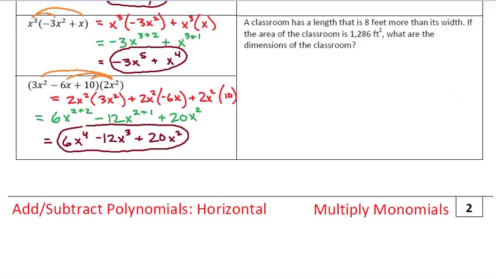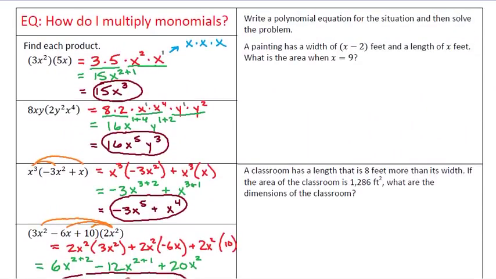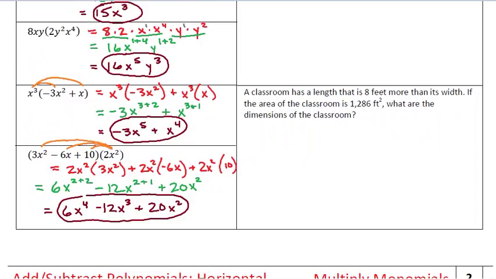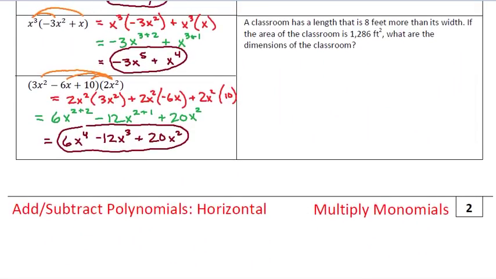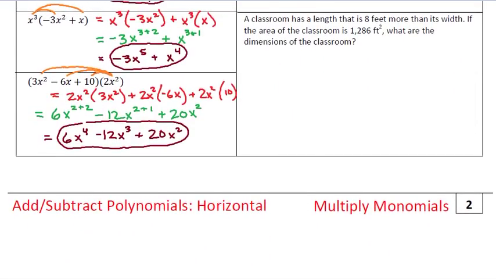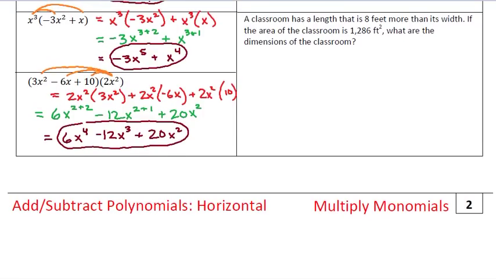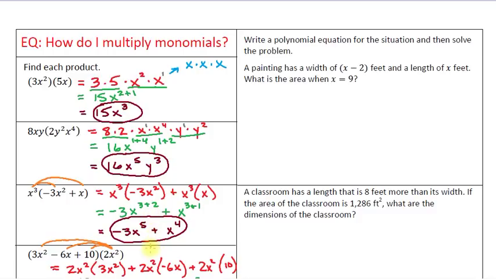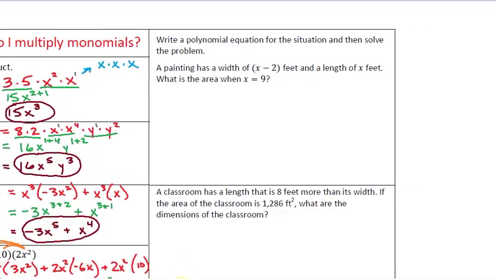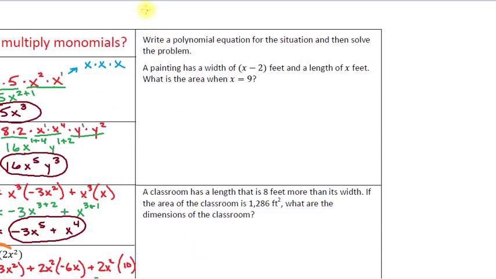In this case we did monomial times monomial, monomial times binomial, monomial times trinomial. You can see once you know the basic rules, it just takes a little bit longer, but it's the same process for every term. Alright, let's apply this to a word problem. This one's not a difficult one. Write a polynomial equation for the situation and then solve the problem. So writing the equation is the first part.